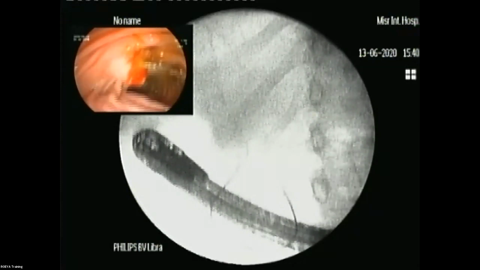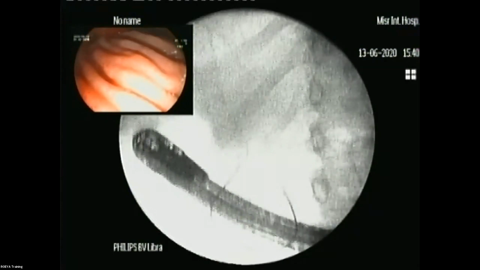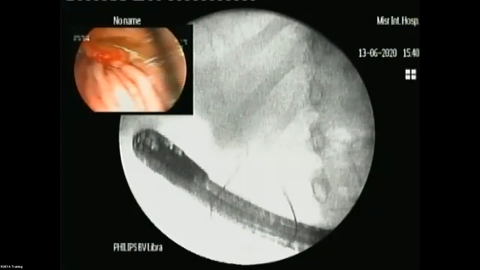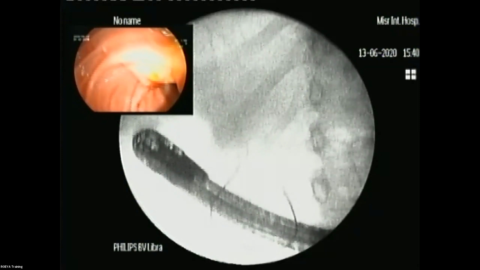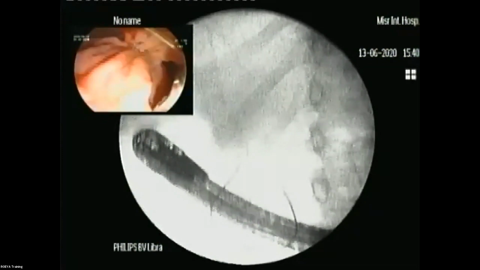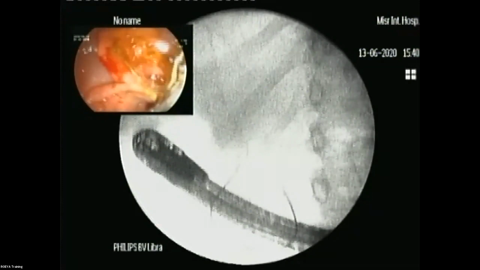You will catch this. What about the plastic stent? It's already out. He has removed it, and there is only a small broken part which is still in the duodenum. But now we will go for the metallic one.